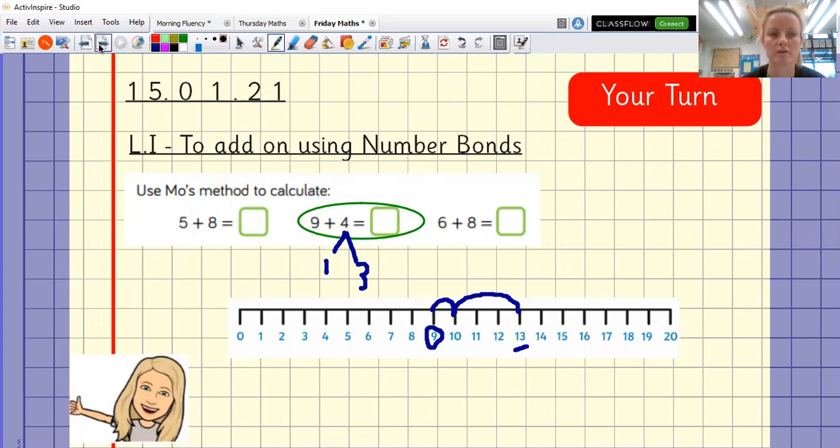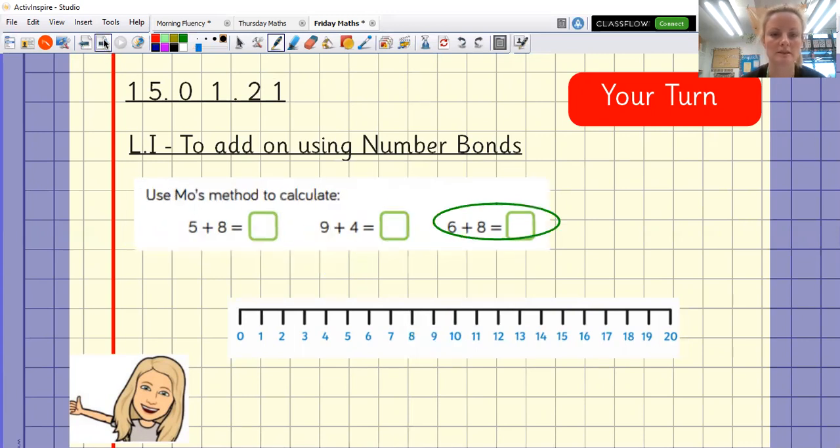Okay. Hoping you're following and you're finding this very useful. So the next one is 6 plus 8. Now I'm going to partition 8 because I know double 4 equals 8. And I know 4 plus 6 equals 10. So 6 plus 4 equals 10, plus another 4 equals 14. I would have written it in here like that.